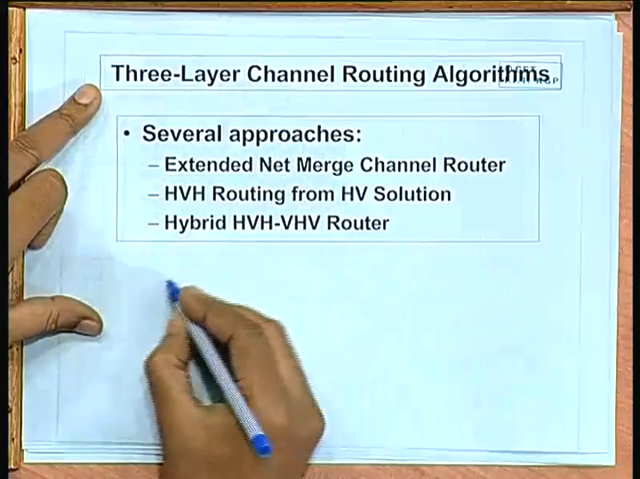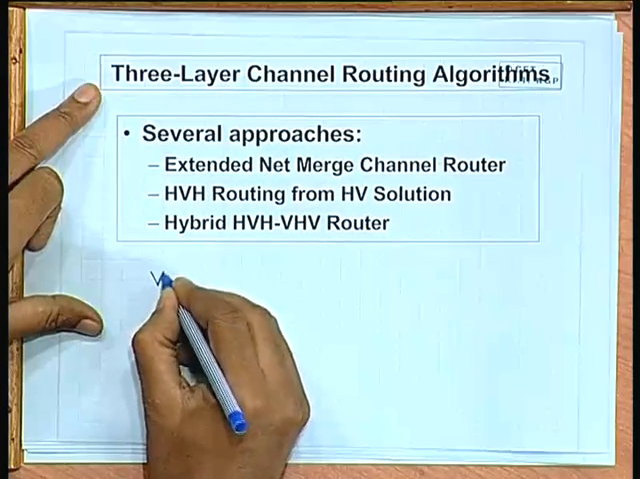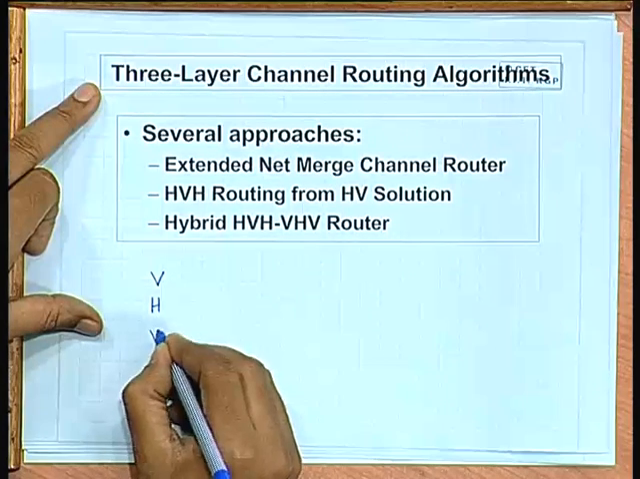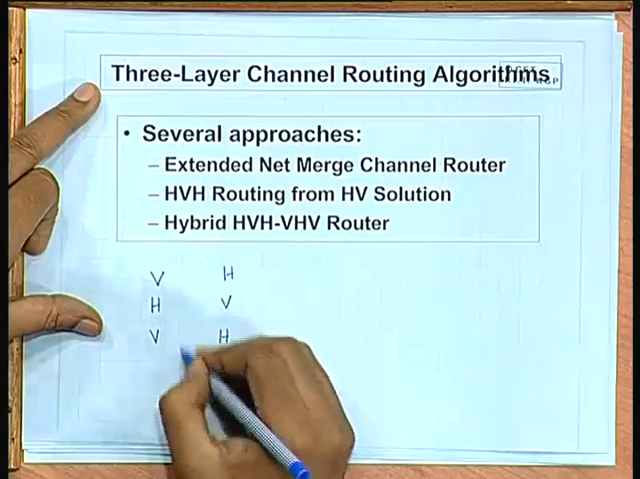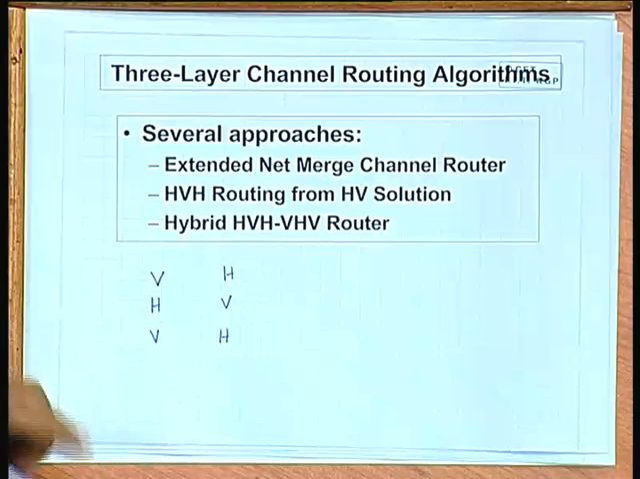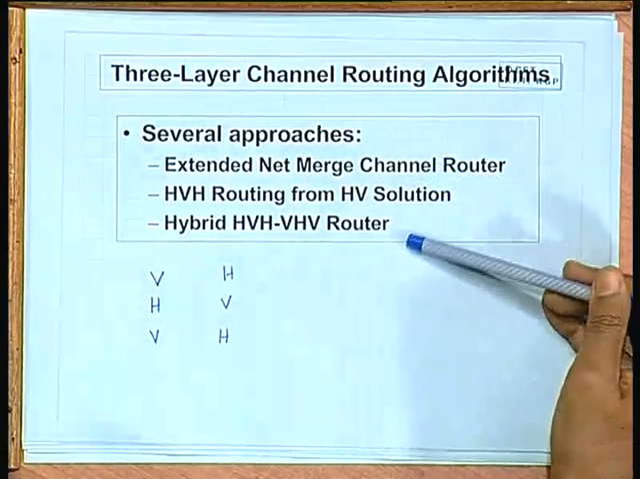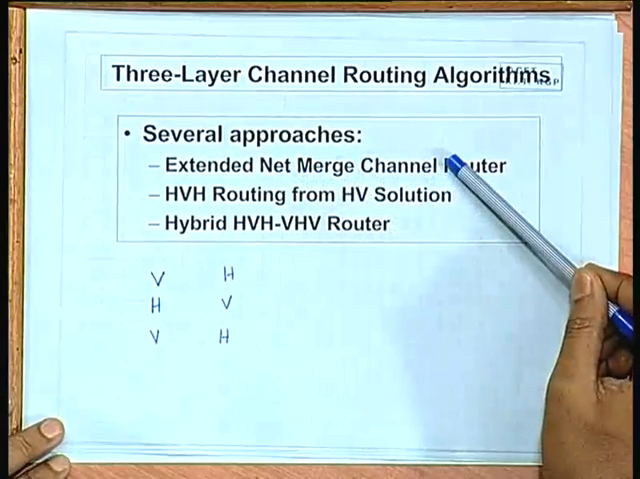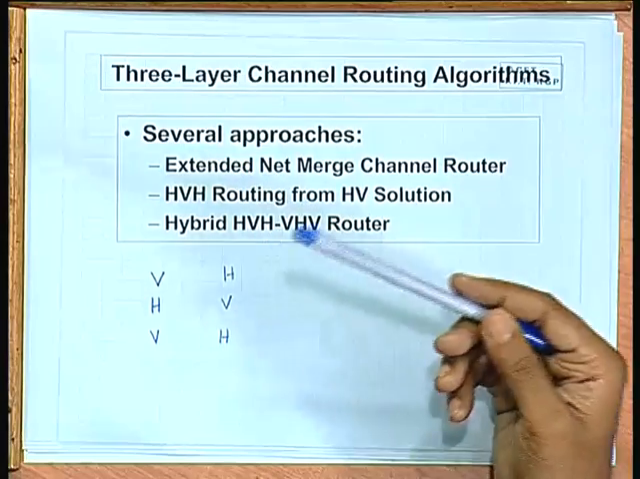3-layer means you have 3 routing layers. For example, on one layer you do the vertical segments route, second layer horizontal, third layer vertical, or the other way around, VHV or HVH. Now, here we look at one such algorithm. There are actually several such approaches which have been proposed. The net merge channel router, the basic Yoshimura-Ku, had been extended to 3 layers.